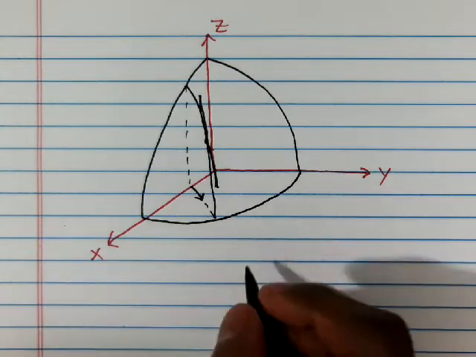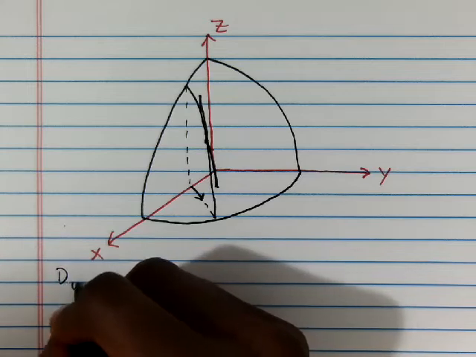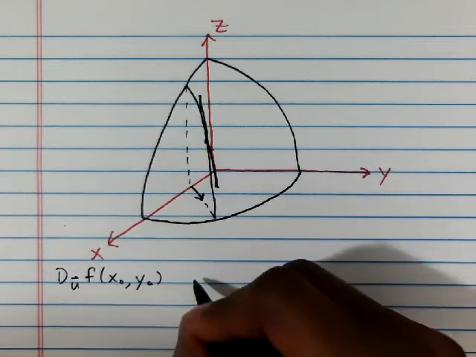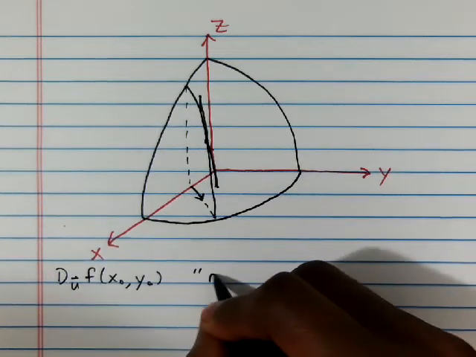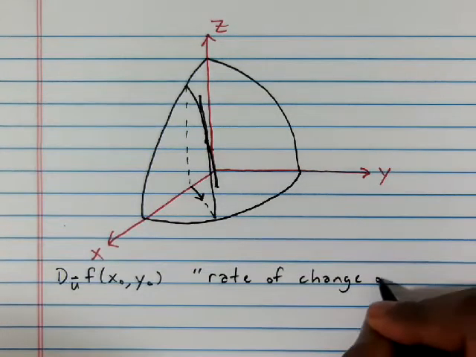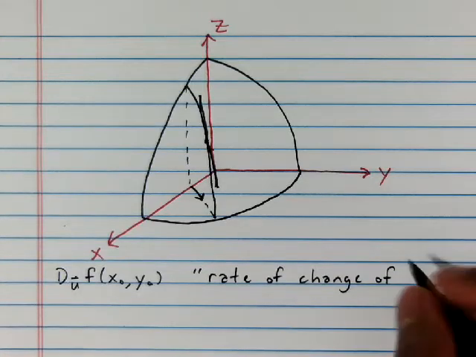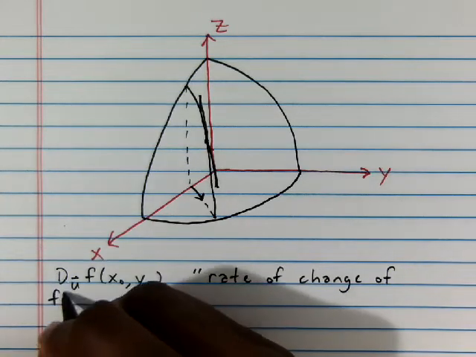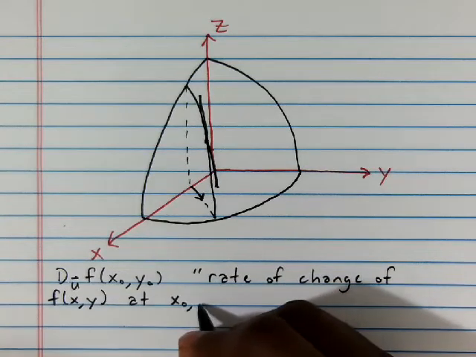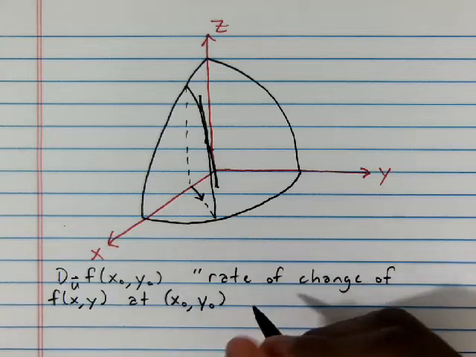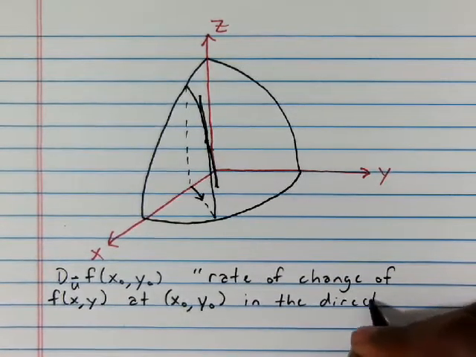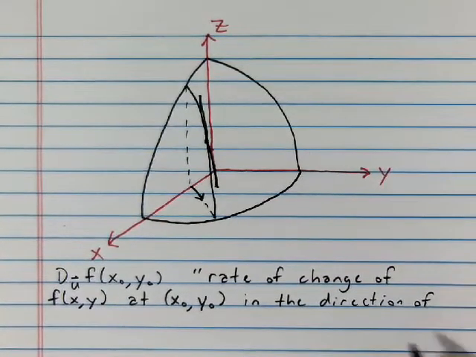Oh, actually, let me write down what I just had. So that D sub u of f at x naught is the rate of change of f of x, y at point x naught, y naught in the direction of u.